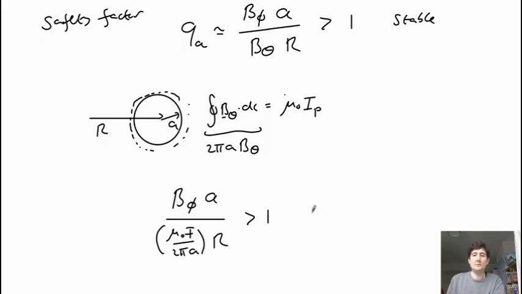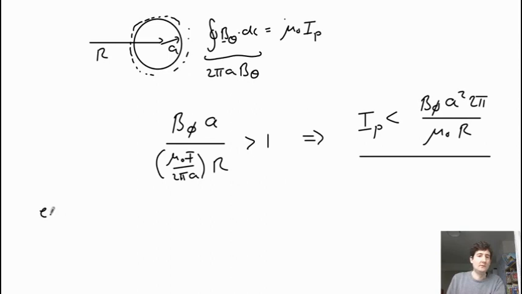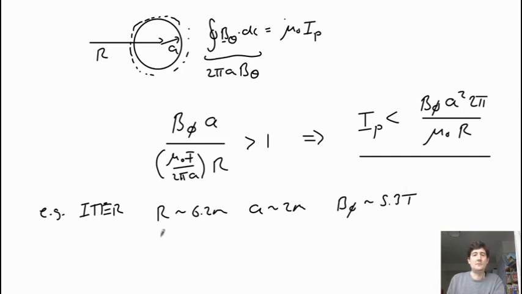So we can rearrange this into an expression for the plasma current, and so you must have that the plasma current I_P must be less than this limit. So for ITER, for example, the major radius is roughly 6.2 meters, the minor radius is about 2 meters, and the toroidal field is around 5.3 Tesla. And so the whole thing gives the plasma current limit of roughly 17 megaamp. So that must be the limit for stability.